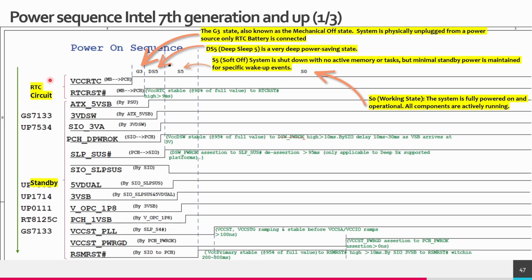The ATX power supply is not connected to the power outlet, so we are in the G3 state, and the G3 state is the mechanical off state, so it is physically only the motherboard with the RTC battery on it. In that case, we have to generate the power for the RTC circuit that comes from the coin cell battery, and we also have to create a reset signal that is high.